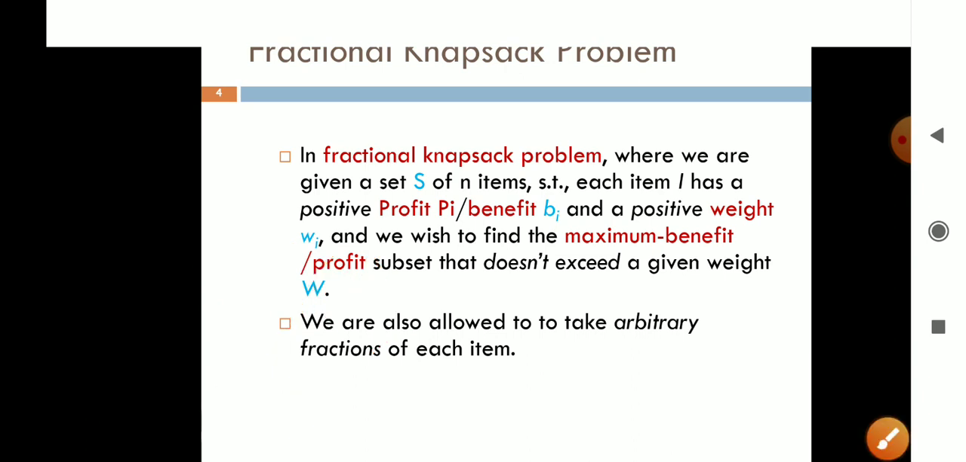We are given a bag, that is the knapsack, and we have the capacity of that knapsack. Now we have to put some objects into it, but what is our constraint? Our constraint is minimum weight and maximum profit. So we have to put in the objects that give the minimum weight and maximum profit. That is the knapsack problem.